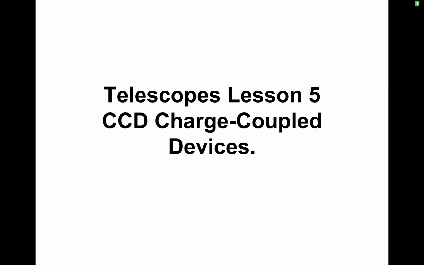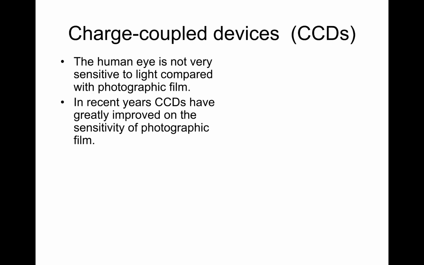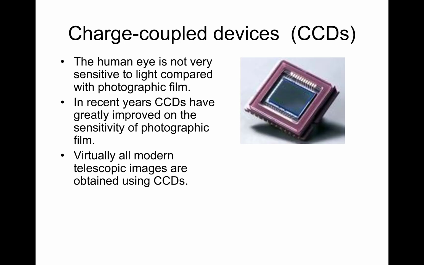This is Astrophysics, Telescopes, Lesson 5, and this is CCD, or Charge Coupled Devices. So the human eye is not very sensitive to light compared with photographic film, and in recent years CCDs have greatly improved on the sensitivity of photographic film, and virtually all modern telescopic images are obtained using CCDs.